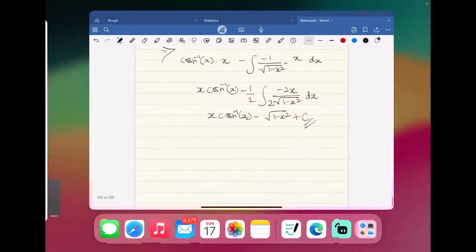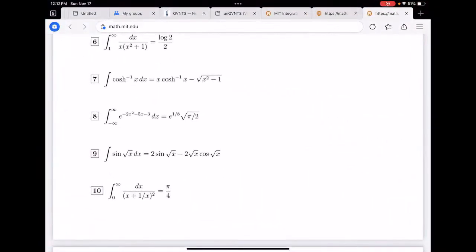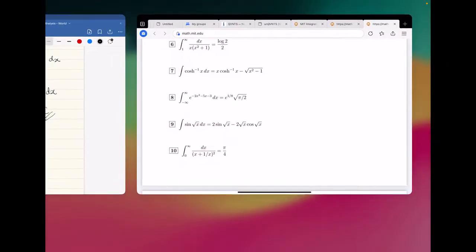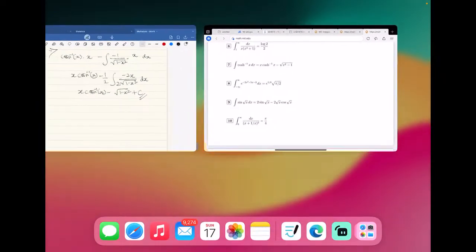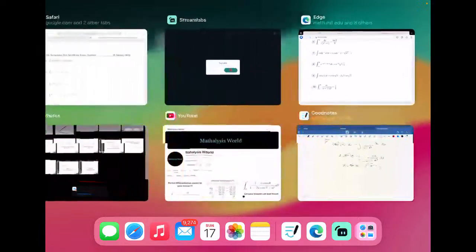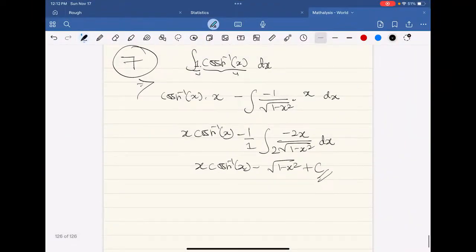And that's the answer. X cosine inverse x minus square root of, oh wow, x square minus 1. Oh, yes. For cosine inverse, it's x square minus 1. I forgot that. This is x square minus 1 actually. If it was cos, then 1 minus x square. If it's cosine, then x square minus 1.